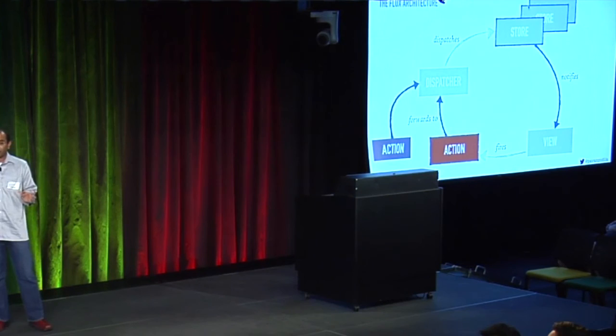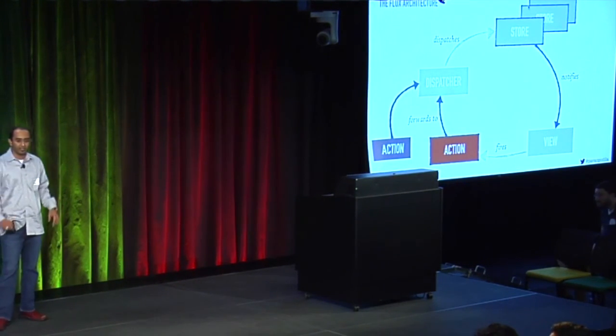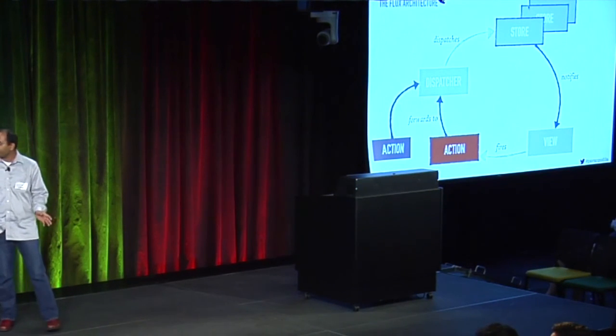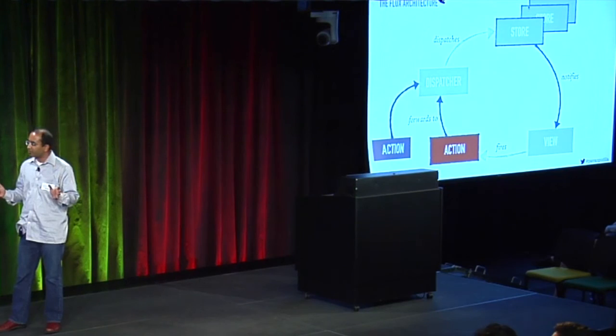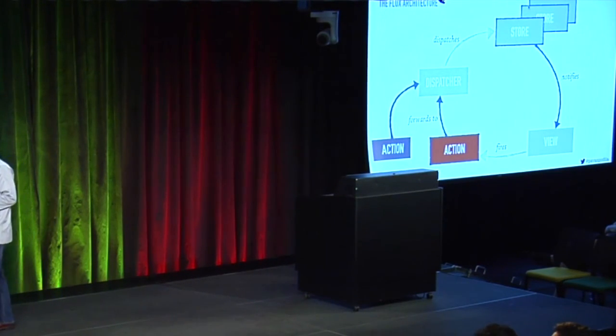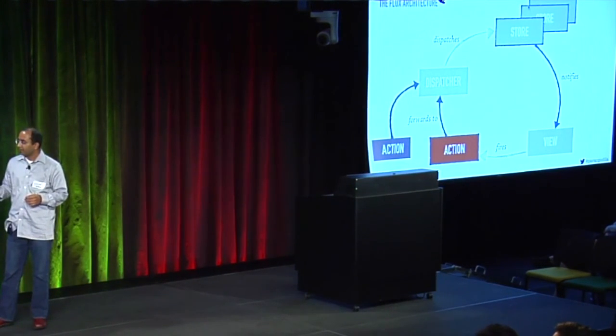Now, how does this transformation actually happen? And this is where the Flux architecture, if you have heard of it, comes into being. Originally proposed by Facebook, what Flux really says is that you have some standard actors in your entire story. You have a view which fires actions, you have stores, sometimes multiple stores, and you have a dispatcher. The views always talk to the stores through a message passing system called actions. So views fire actions, and then the store notifies when there is a new state.